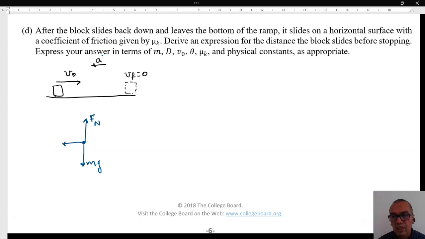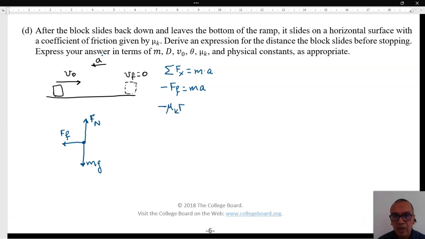On the other hand, you have a frictional force, because they mentioned the coefficient of friction mu k, which is the only one acting on the x-axis. So using Newton's second law, the net force is equal to mass times acceleration, but the friction force is going in the negative direction, so you get negative friction is equal to mass times acceleration.